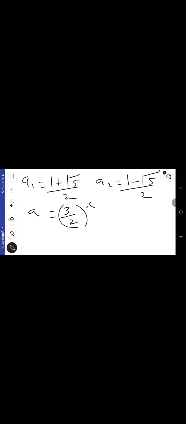But if you look at a is equal to 3 over 2 exponent x, if you put in any values for x at all, it gives you a positive answer. This means that 3 over 2 exponent x is not equal to (1 minus root 5) over 2. The left part is giving you a positive answer, whereas the right part is giving you a negative answer. So the equation does not hold. Now let's solve for a1.